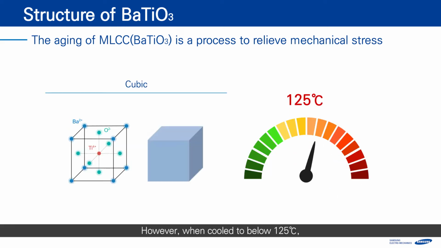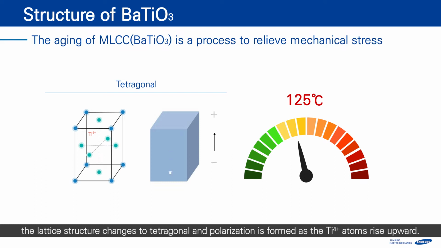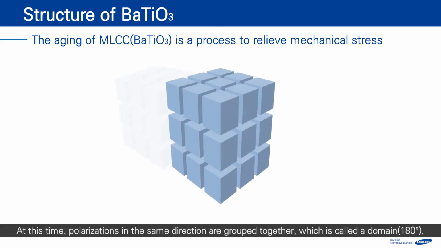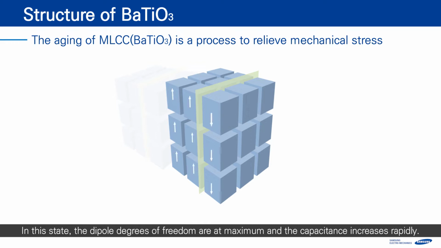However, when cooled to below 125 degrees Celsius, the lattice structure changes to tetragonal, and polarization is formed as the Ti4+ atoms rise upward. At this time, polarizations in the same direction are grouped together, which is called a domain, and a domain wall is formed between domains moving in different directions. In this state, the dipole degrees of freedom are at maximum and the capacitance increases rapidly.